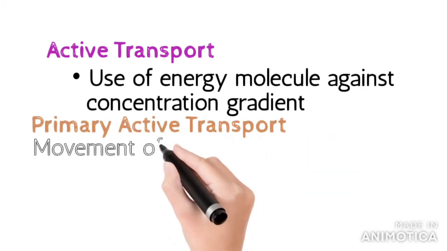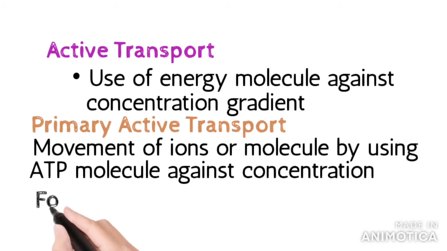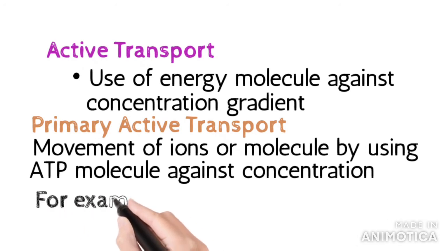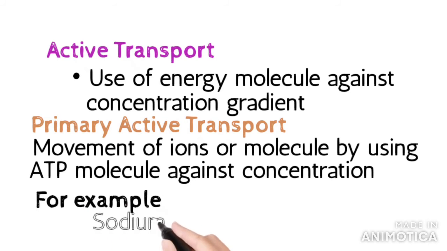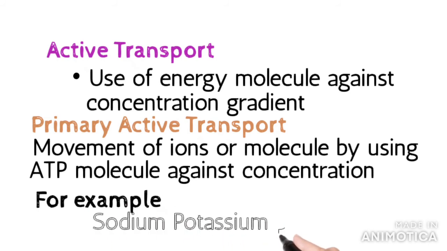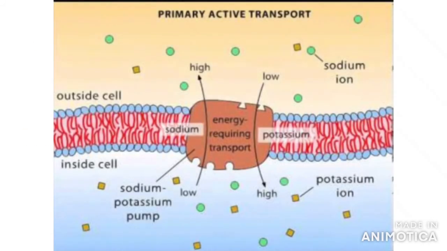Primary active transport is movement of molecules by using the ATP molecule against concentration. For example, sodium potassium pump. This pump uses ATP for the movement of ions, 3 sodium outside and 2 potassium inside. Then see this diagram, the sodium potassium pump is shown.